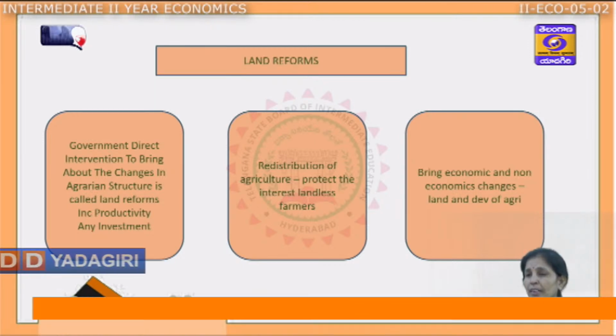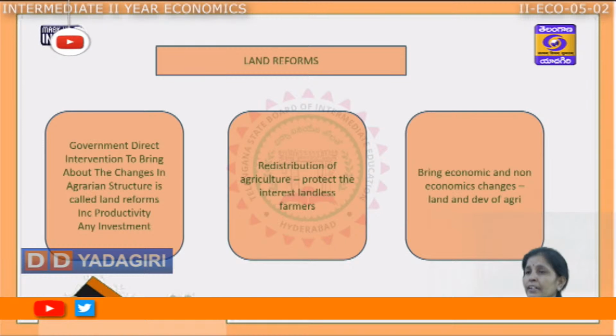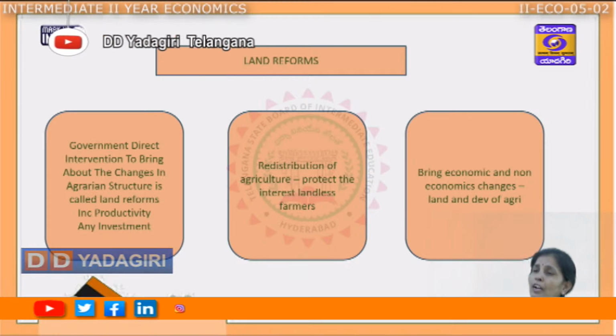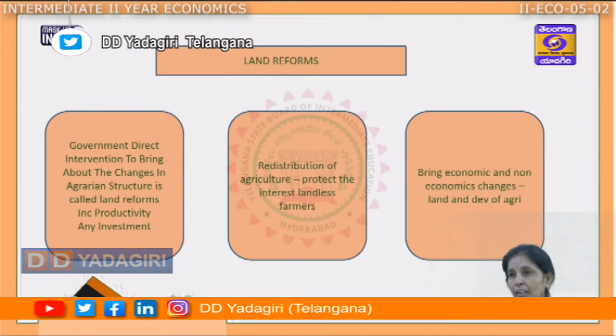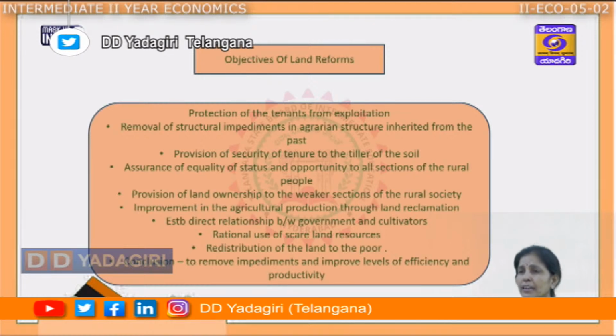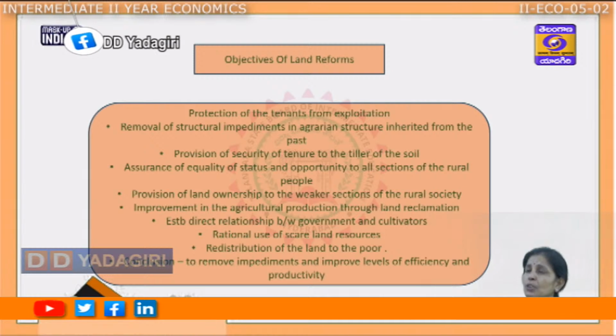So when we talk about land reforms in detail, it is the redistribution of agricultural land and bringing up economic and non-economic changes for the development of agriculture. What are the major objectives? This is a 2 marks question. What are the various objectives of land reforms?